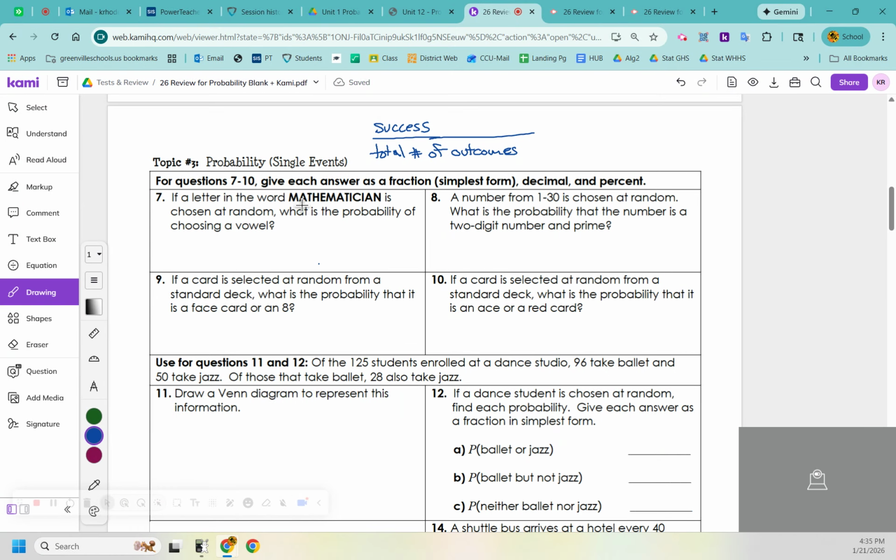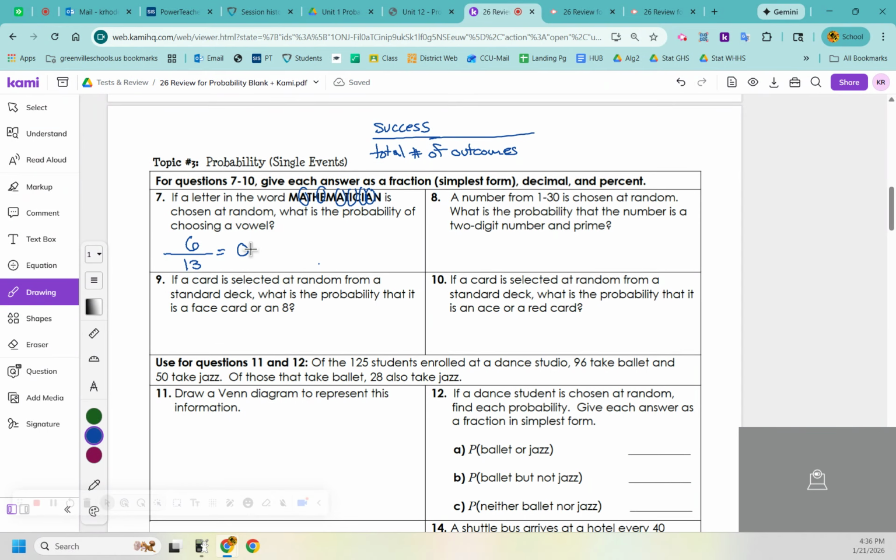Okay, if a letter from the word mathematician is chosen at random, what is the probability it's a vowel? So any letter in the word mathematician, there are 1, 2, 3, 4, 5, 6, 7, 8, 9, 10, 11, 12, 13 letters. Those are all the possible letters that could be chosen, all 13. But there are only 1, 2, 3, 4, 5, 6 vowels to choose from. So if you got one of those 6, that would be successful in getting a vowel. So 6 out of 13.